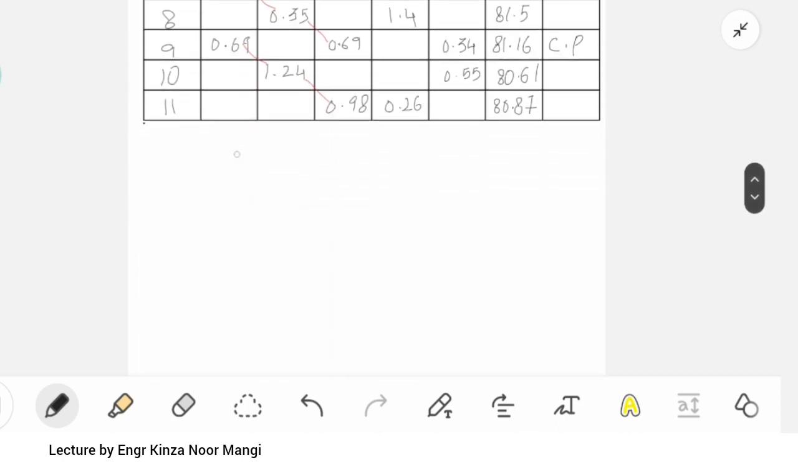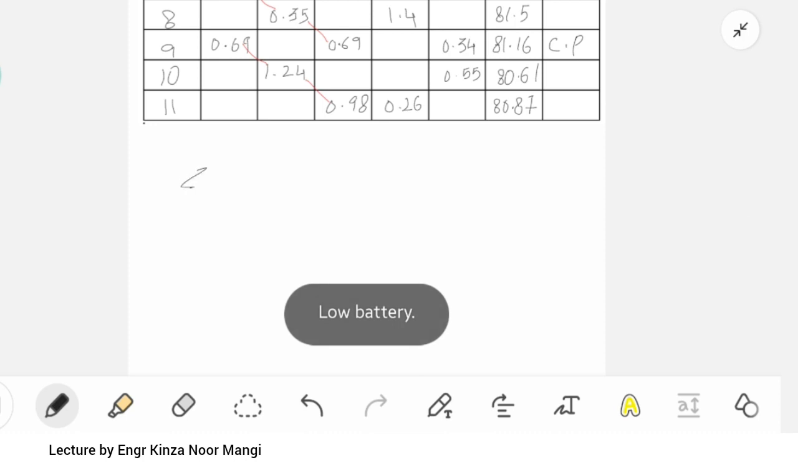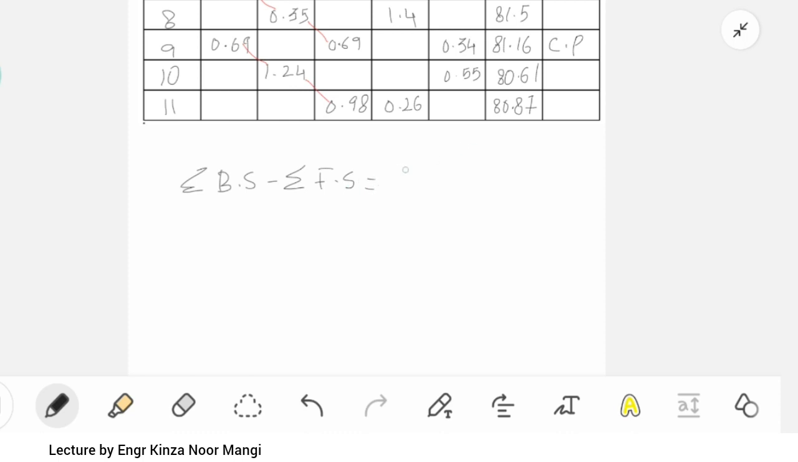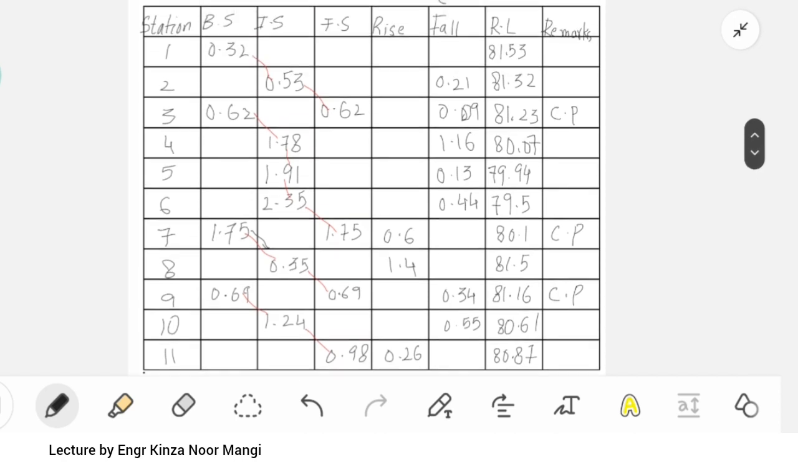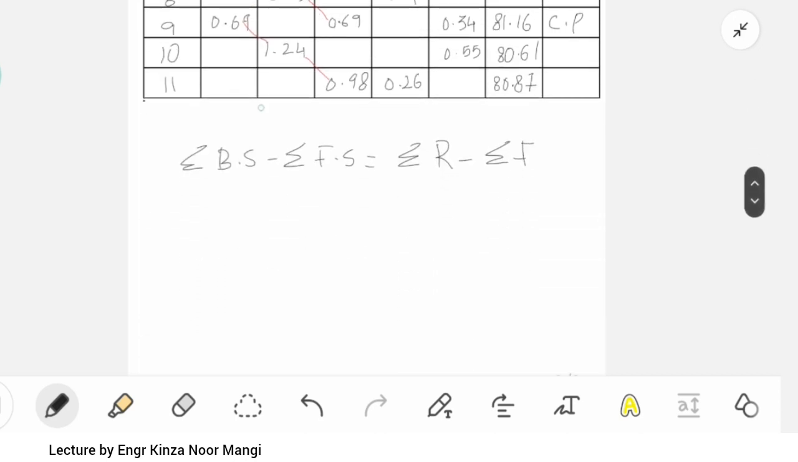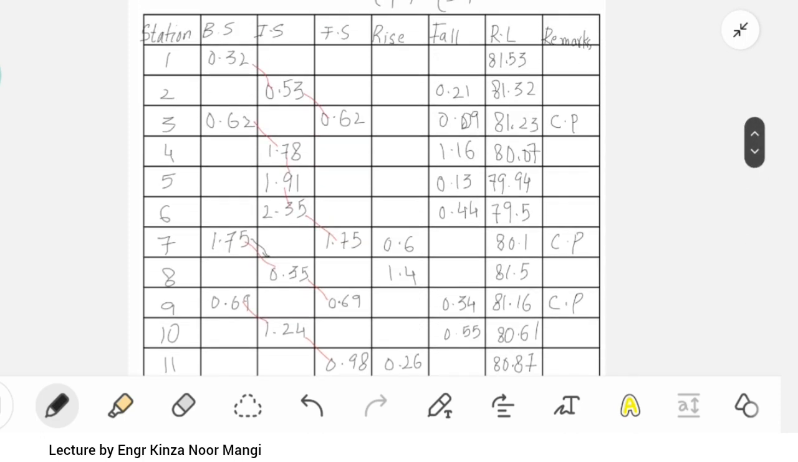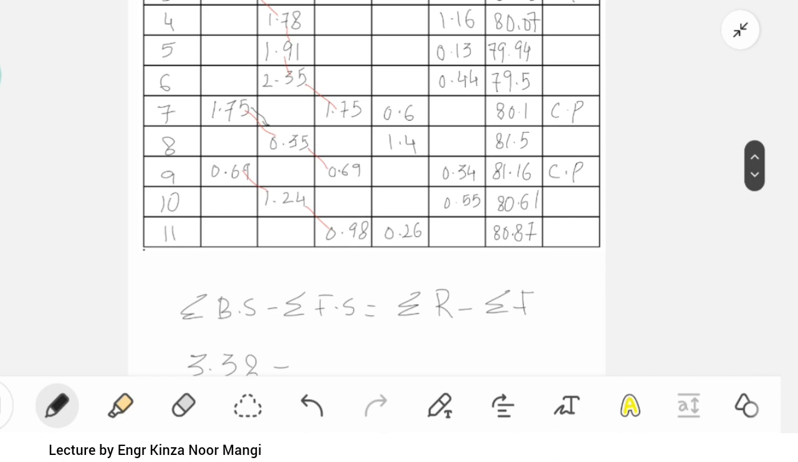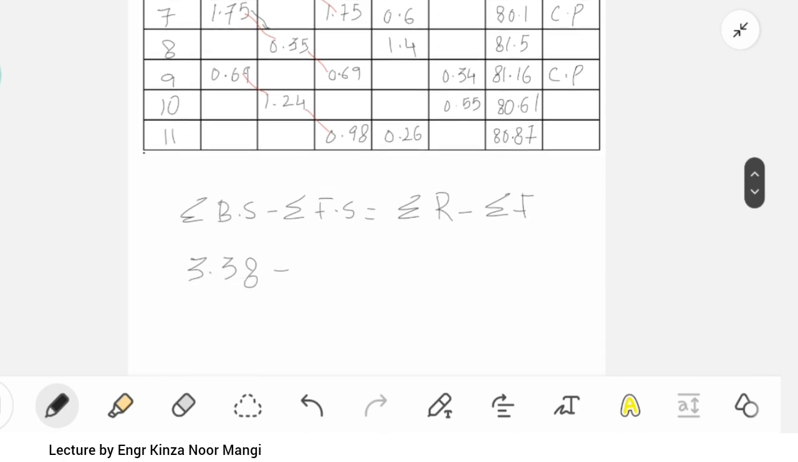Okay, the arithmetic check formula is that the sum of the backsight minus the sum of the foresight will be equal to the sum of the rise minus the sum of the falls. So add all these backsight values 0.32, 0.62, 1.75, 0.69, we will get 3.38. Minus all the foresight values 0.62, 1.75, 0.69, 0.98. We will add all these values, we will get 4.04.